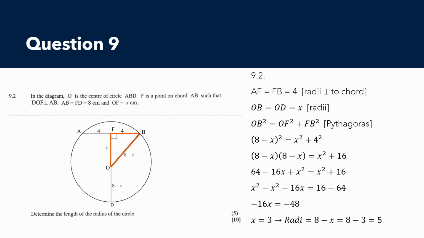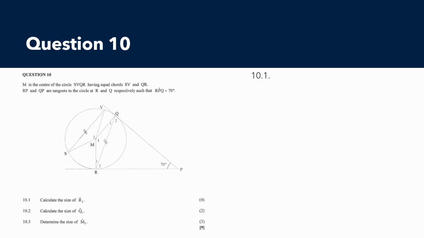Moving on to question 10. The problem statement reads as follows. M is the center of the circle SVQR, having equal chords SV and QR. RP and QP are tangents to the circle at R and Q respectively, such that angle RPQ is equal to 70 degrees. 10.1. Calculate the size of angle R2.